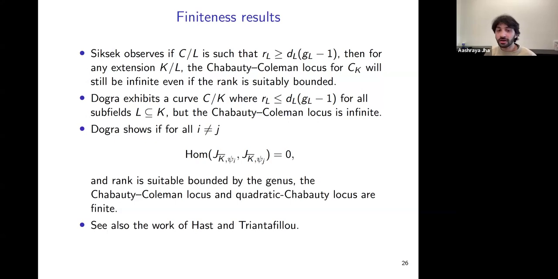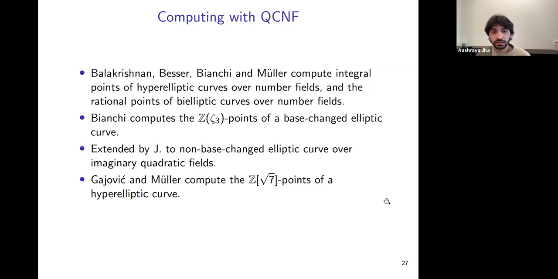This is not strictly true. What you can deduce is that the rational points will be finite in this case, but it is not actually true that he proves that the loci themselves are finite. There's a portion of the loci which is finite, but that portion contains the rational points. So this is not technically true, but it was hard to fit the whole statement here. And Daniel Haas and Nicholas Triantafillou have also worked on this restriction of scalars number fields method. Okay, any questions?